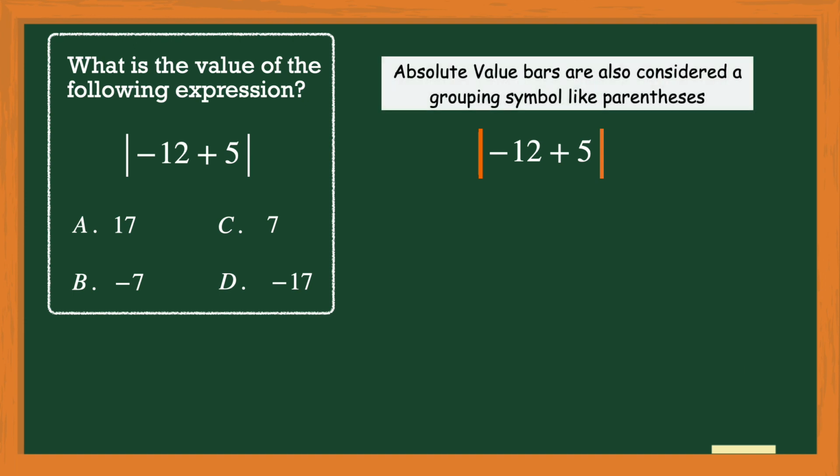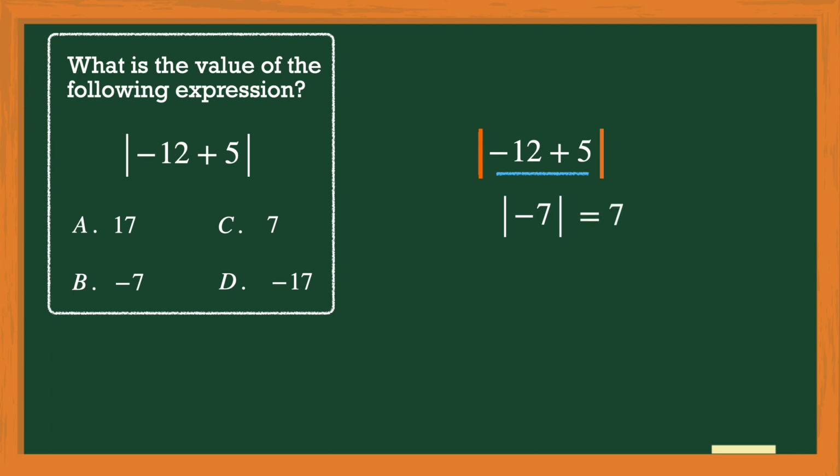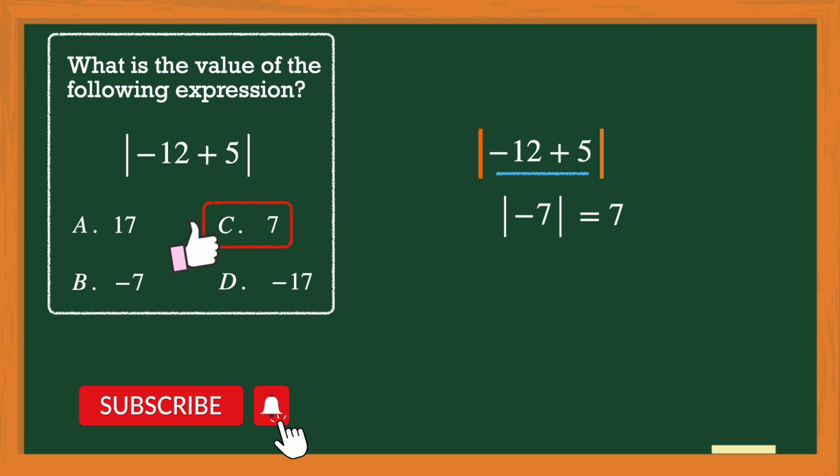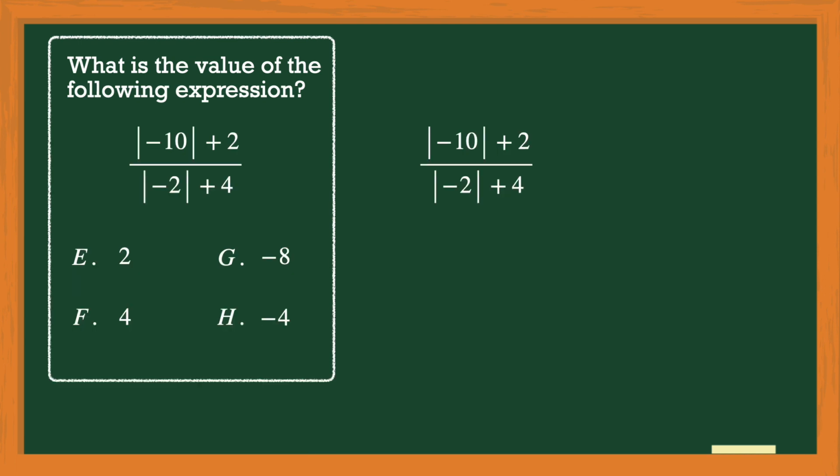But the absolute value bars are also considered a grouping symbol like parentheses. So in order to find the value of this expression, I need to complete the operation inside of the bars first. So I will add negative 12 to positive 5 to get negative 7. But I'm not finished with the absolute value bars, so I need to bring them down as well. The last step is to find the absolute value of negative 7, which, as I just explained, is positive 7. And I do see positive 7 as one of my answer choices. So it looks like I'm ready to tackle another problem.